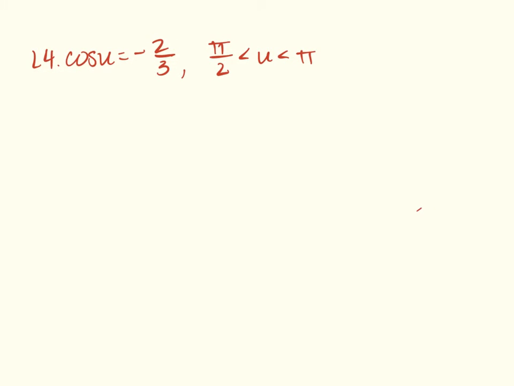Now let's look at 24. In 24, they give us one trig function value for an angle u. They tell us where u is, and then they want us to find sine 2u, cosine 2u, and tangent 2u. So this is where we have a problem. Let's first start off with just u. They told us that cosine of u is negative 2/3, and that u is between pi over 2 and pi. So that tells me that u puts me in quadrant 2, right?